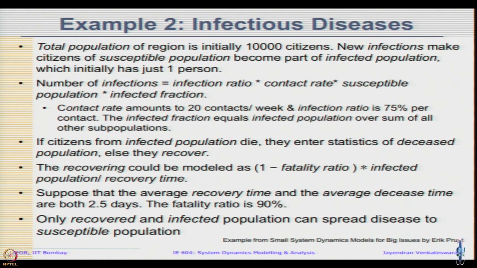Only the recovering and infected population can spread the disease to the susceptible population. Okay, so that means once people die, they do not spread the disease. So assume they do not spread the disease further, so only the susceptible, recovering and infected populations matter. Okay, so let us look at what the model says and see whether we can spot the errors in the model.